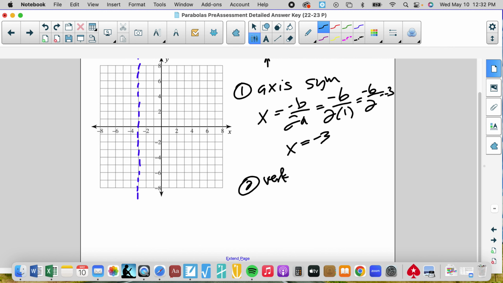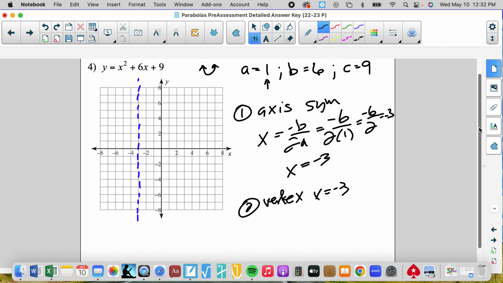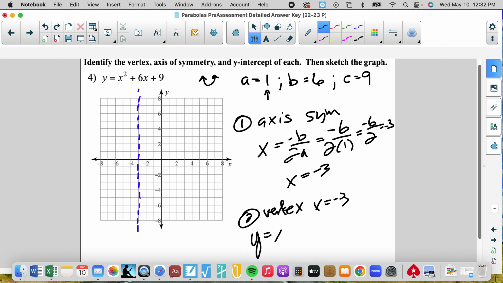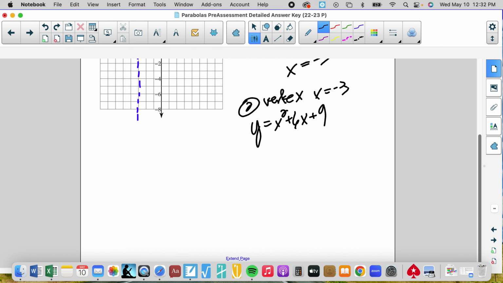We're going to find the vertex by plugging in that x value of the axis of symmetry. My equation this time is y equals x squared plus 6x plus 9. That's relatively nice. This time the negative is with the x, so when we plug in negative 3, we have to include it because the negative is part of the x value I'm plugging in. And that's 6 times negative 3 plus 9.